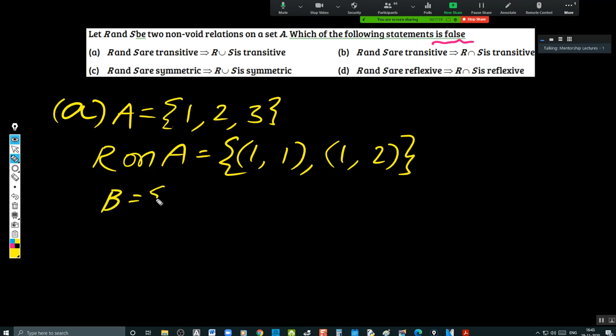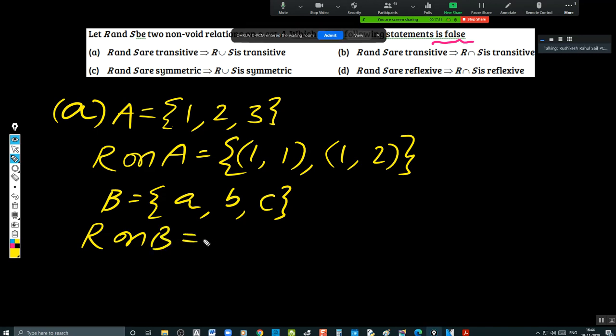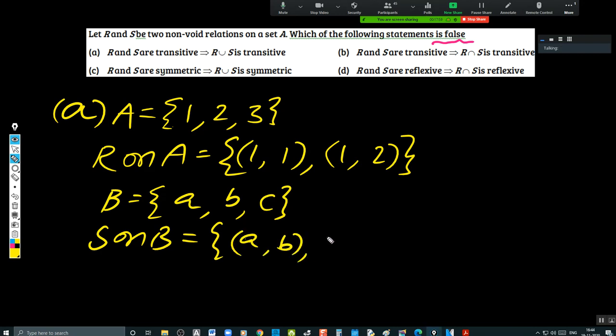Similarly, let us take B is equal to {a, b, c}. Then R on B. Otherwise, let me say R dash. Yes, no, he has given it as S, so let us take it as S only. S on B. It should also be transitive because both are transitive relations. Let me write this as (a,b), (b,c), with b removed, (a,c). So these two are transitive relations I have taken.